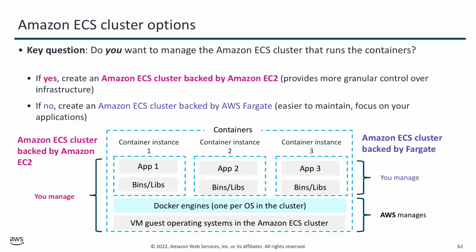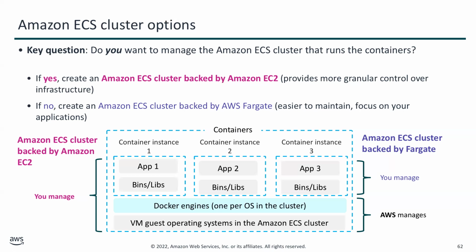You choose all the parameters, right? Where to run, how many to run, all those things. If you say no, let ECS manage it, then the Amazon ECS cluster is backed by something called AWS Fargate, right? If you choose this, it will be easier to maintain and you can focus on your application. You focus on your application development inside the container and let Fargate manage the cluster for you.